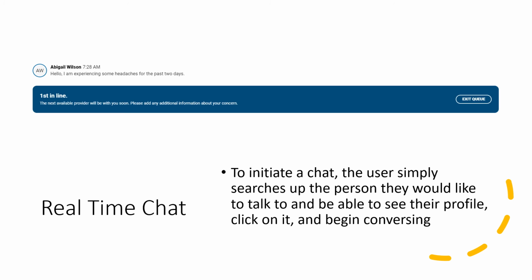To initiate a chat, the user simply searches up the person they would like to talk to and is able to see their profile, click on it, and begin conversing. The user searches up another user based on keywords and is given a drop-down of people to chat with. The user can click on any person's profile and send a message to them.